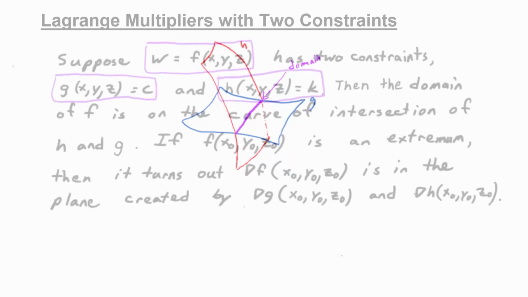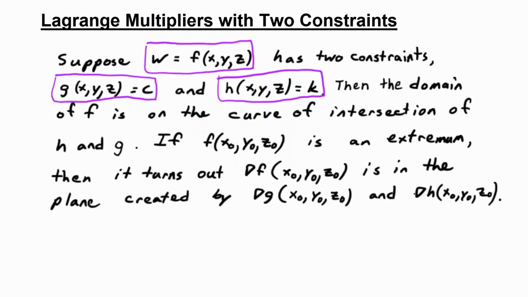So somewhere back here. And so you're looking at part of H, the surface in red, and part of G, the surface in blue. Where do they intersect? Maybe along an intersection curve, right? So that intersection curve is your domain. Does that give you an idea? Okay, then the domain of F is on the curve of intersection of H and G. That's what we just pictured.